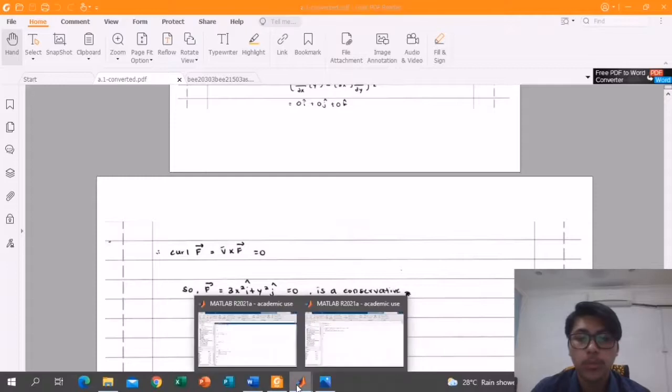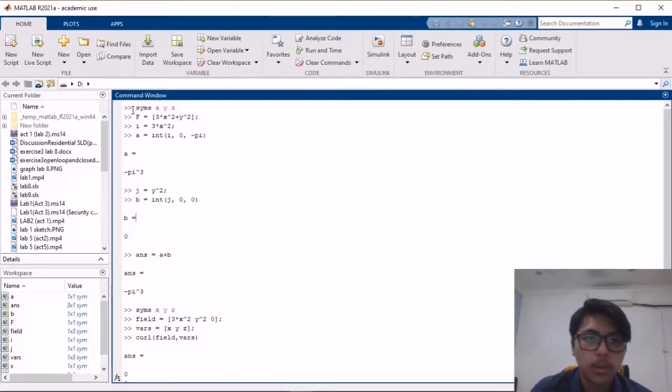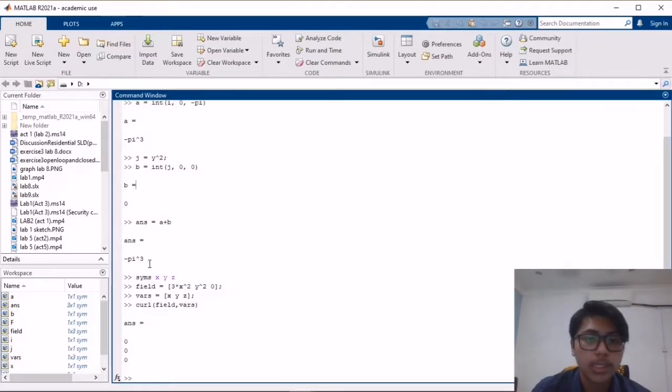Now we need to prove it using a MATLAB simulation. Same as question 3A, use parameters in x, y and z. This is the vector f, and then we need to integrate 3x squared from 0 to negative pi. So we get the value negative pi to the power of 3, and then we integrate y squared from 0 to 0. So we will get the answer, still negative pi to the power of 3.